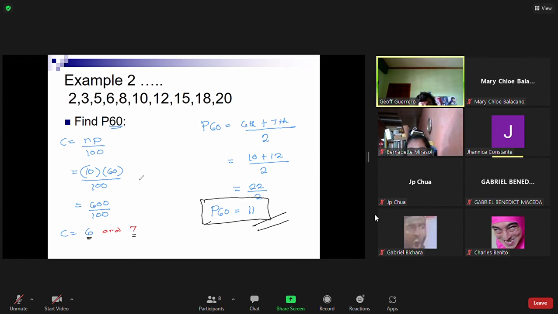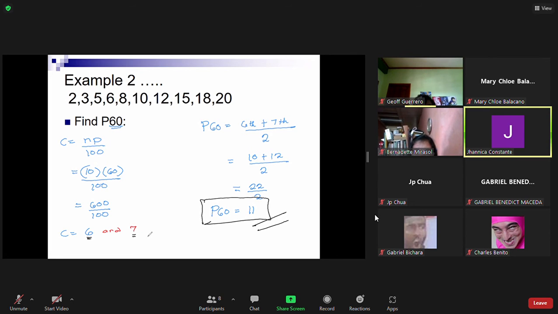Teacher, yes po. Where did the 7 come from? Where does the 7 come from? The 7 is the next position according to your C. Okay. Since your C is equal to 6, next to 6 is the 7th position. That's why we use the 7th position also to find the percentile 60 that we have.